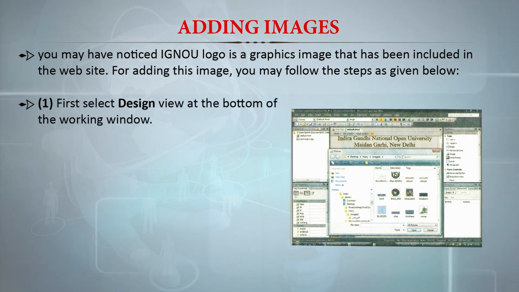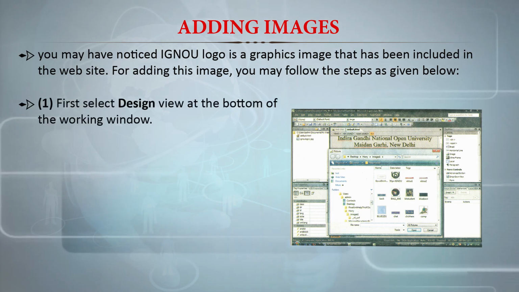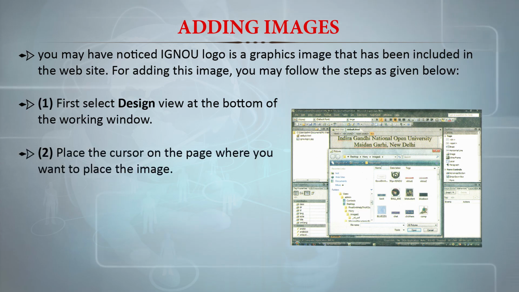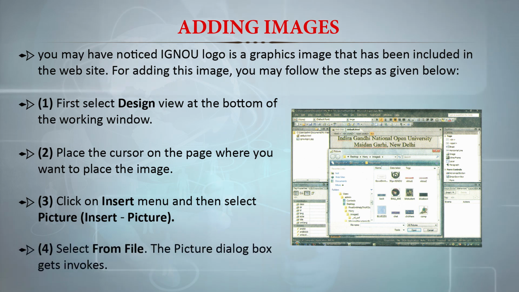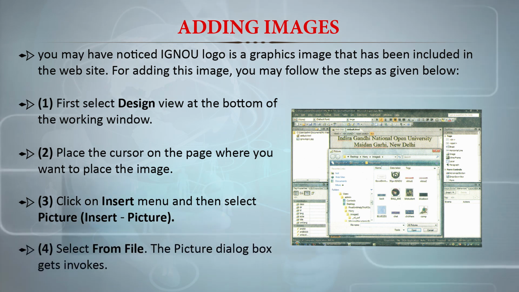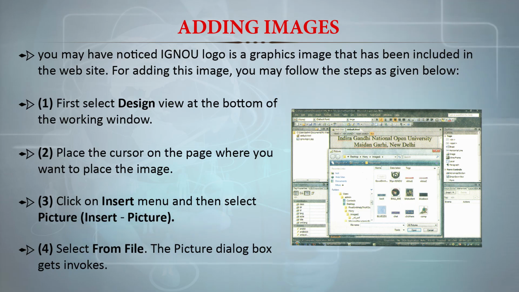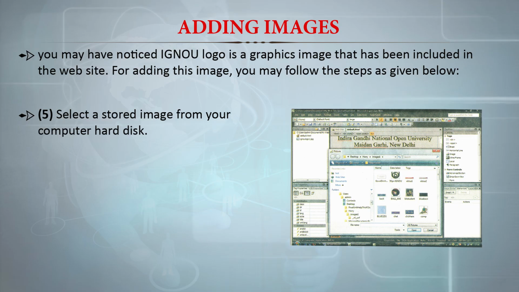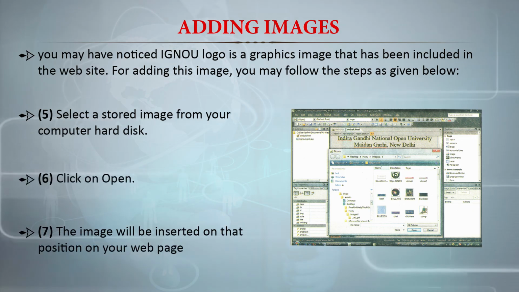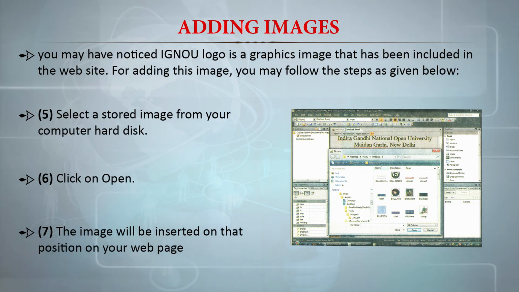First of all, we have to select the design view at the bottom of the working window, place the cursor on the page where we want to place the image, click on the insert menu and then select picture. That is, go to the insert menu, select the picture option, and then select from file. The picture dialog box gets invoked. Have a look at the image and then select a stored image from your computer hard disk. Click on open. The image will be inserted at that position on your web page.